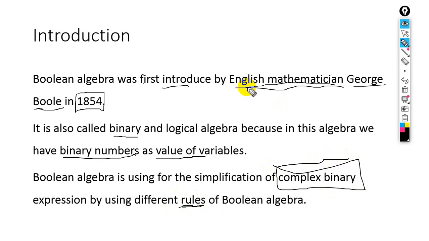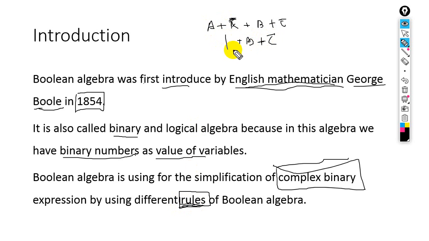For example, here x is a plus a bar plus b plus c bar. If we have a Boolean expression just like this, we will use different rules to simplify it. For example, if x has a plus a bar, then it will be equal to 1 plus b plus c bar.